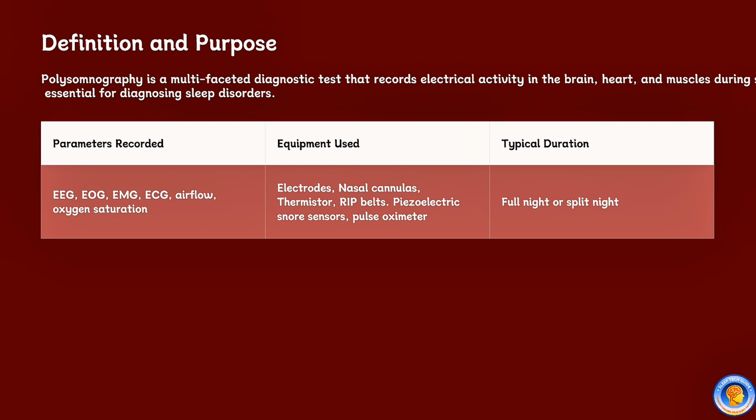So, the parameters which we record during polysomnography are EEG, electroencephalography, electrooculogram, electromyogram, ECG, electrocardiogram, airflow, and oxygen saturation. The equipment which we use during the test are electrodes, nasal cannulas, thermistors, rib belts, piezoelectric snore sensors, and the pulse oximeter. And the duration can be of two types: full night diagnostic study or full night titration study. And the other one is split night sleep study.